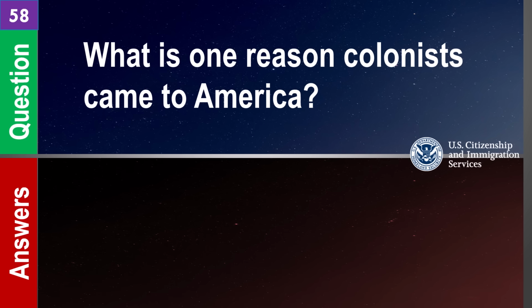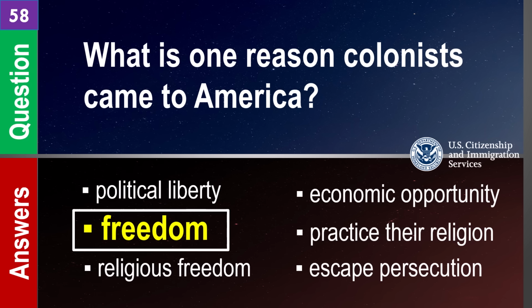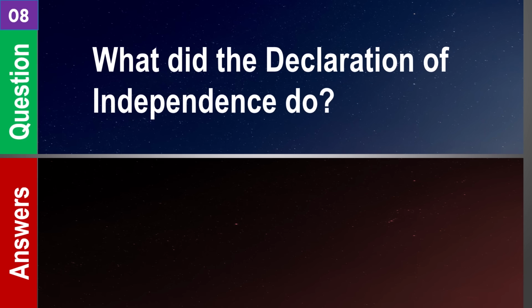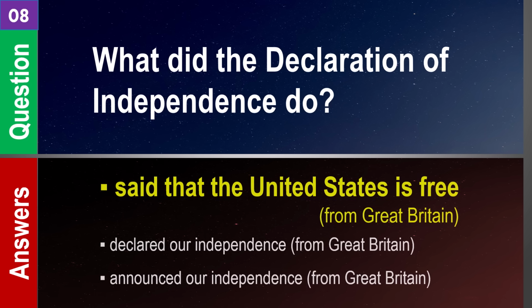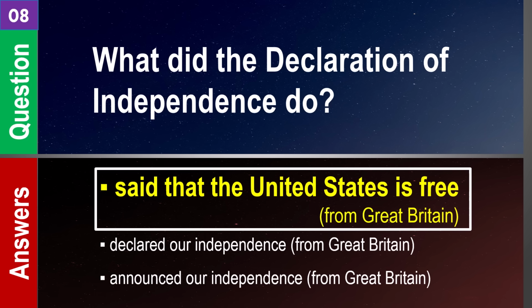What is one reason colonists came to America? Freedom. What did the Declaration of Independence do? Said that the United States is free from Great Britain.